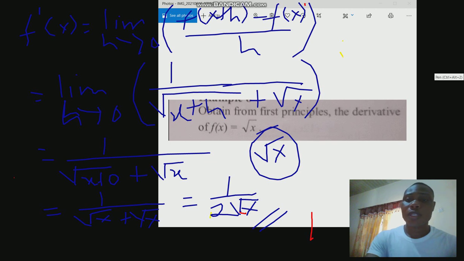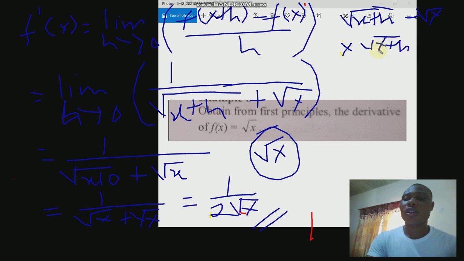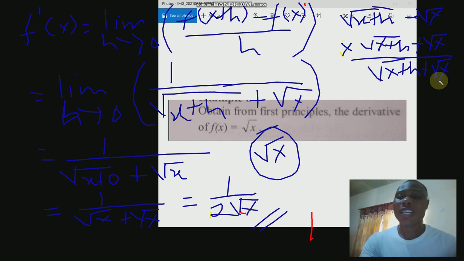The only skill or trick is for you to know that when you get to this point where you had square root of x plus h minus square root of x, you have to manipulate it by multiplying by root of x plus h plus root of x all over root of x plus h plus root of x. This will make the work easier for you if you are able to remember this trick, you'll be able to get it.